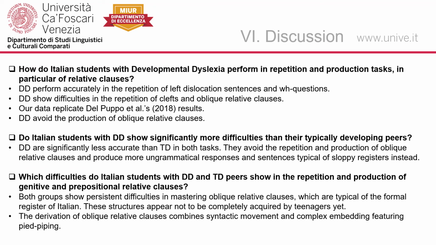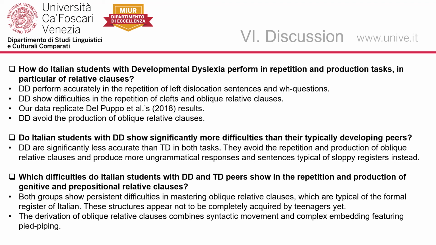In sum, what do our results tell us about the competence of DD and TD students with complex syntactic structures, in particular oblique relative clauses? Students with DD perform accurately in the repetition of left dislocation sentences and WH questions like their TD peers, while they show more difficulties than TD students in the repetition of clefts and in both repetition and production of oblique relative clauses. In fact, DD produced more ungrammatical responses and sentences typical of sloppy registers than the TD group.